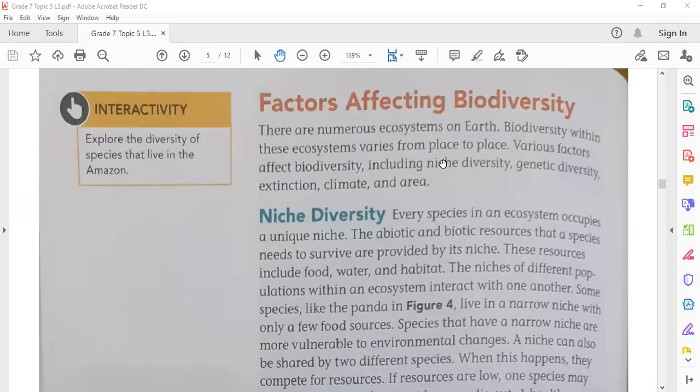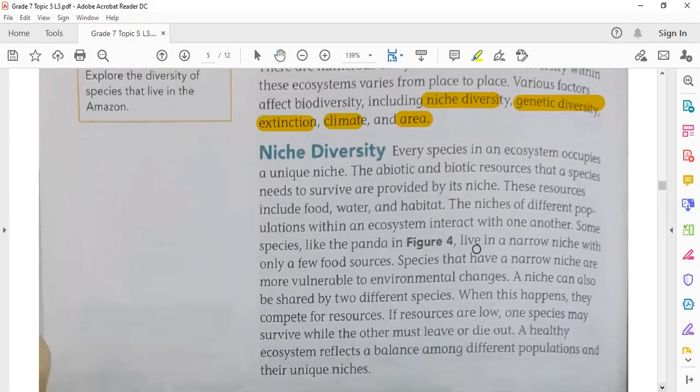Yesterday, we were talking about the factors that affect biodiversity. There are many factors that affect biodiversity, like niche diversity, genetic diversity, extinction, climate, and area. All of these factors affect the biodiversity or the ecosystem biodiversity. In the previous lesson, we were talking about how niche diversity has an important effect on the biodiversity of an ecosystem.